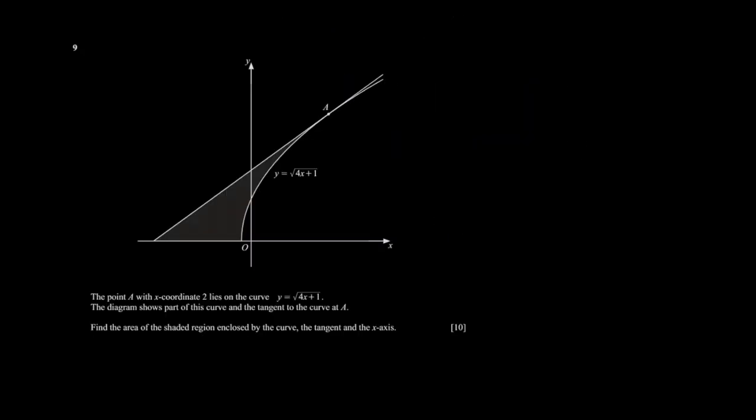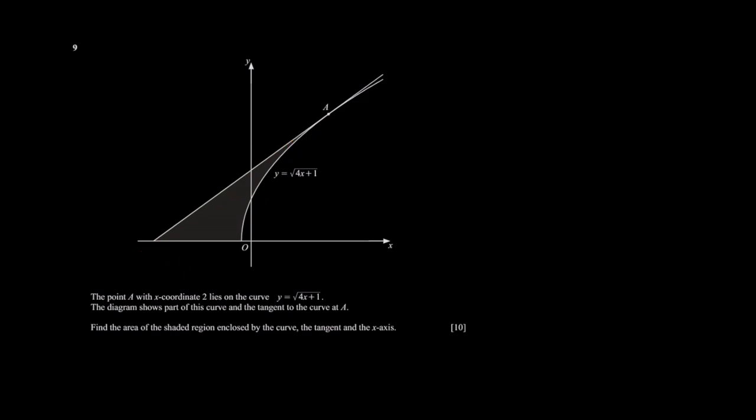Okay, then question 9. Apologies that it's very small, but I've had to zoom it so that we can fit it on the page. The point A with the x coordinate of 2 lies on the curve, the square root of 4x plus 1, so that's this guy here. The diagram shows part of this curve and the tangent to the curve at A. Find the area of the shaded region enclosed by the curve, the tangent and the x-axis. In other words, this whole thing here.